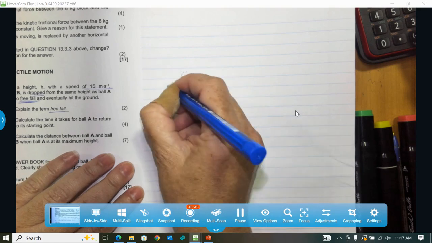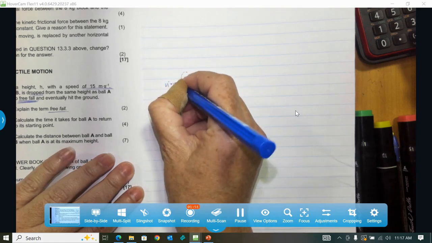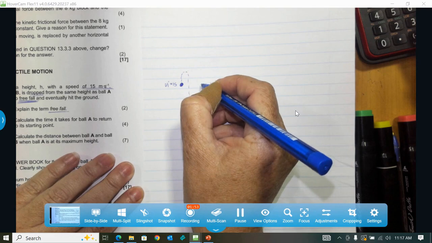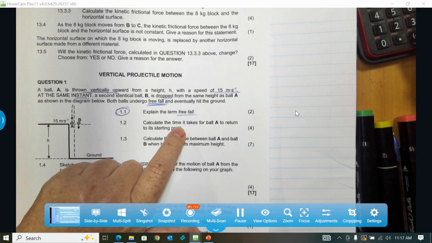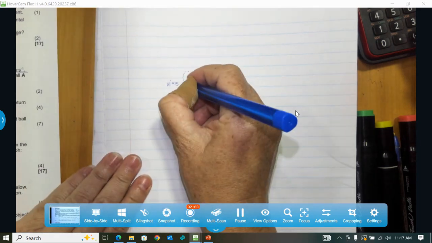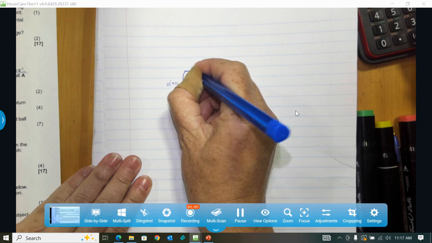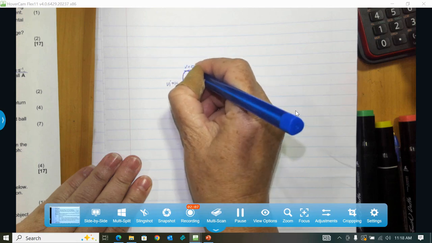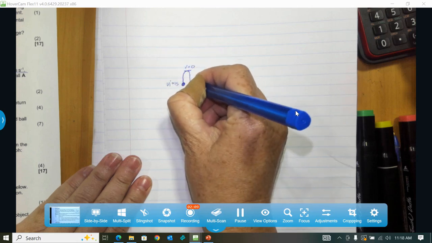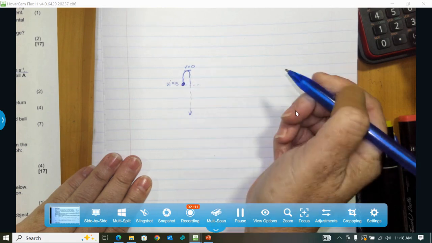Okay, so we've got the initial velocity is 15. If I look over here, it says calculate the time taken for ball A to return to its starting point. So do you agree that would be up, it stops, the velocity here is 0, and then it speeds up again, and this is the same point as its starting point.